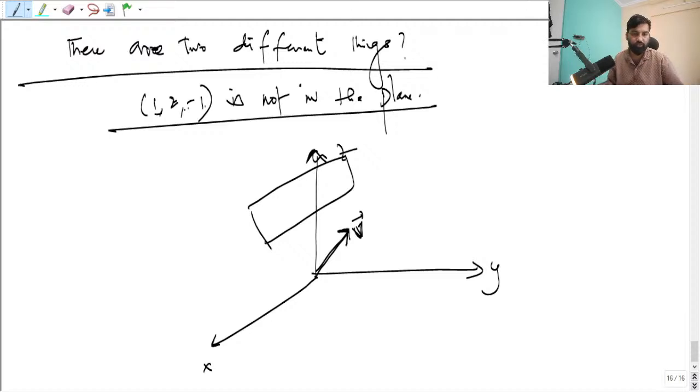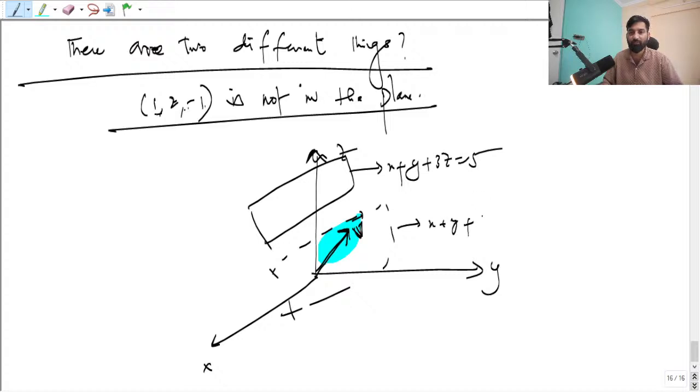So the equation of this plane is going to be what? You can say x plus y plus 3z equal to 5. But where this vector v is originating here, right? You can say that the plane here is going to be x plus y plus 3z equal to 0, and this plane is parallel to that, a parallel plane through the origin.